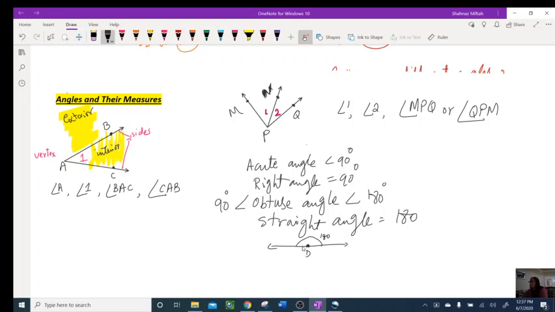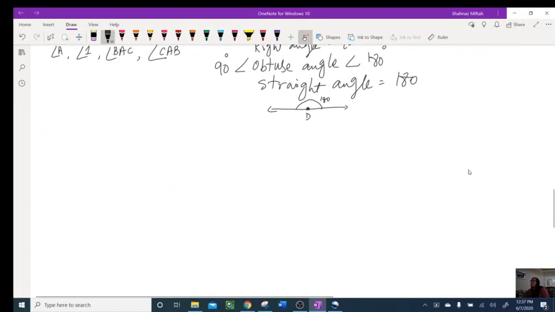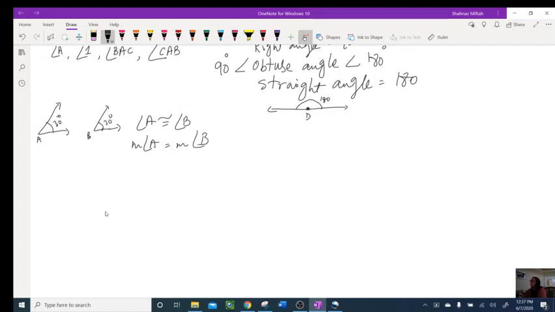Now, the congruent angles. I'm gonna make some angles. If I make this angle, this one is 30, that's angle A, and I would say that's B. They are not to scale, guys. This is 30 degrees too. So angle A is congruent to angle B. Or I can write the measure of angle A is equal to the measure of angle B. You see the difference?